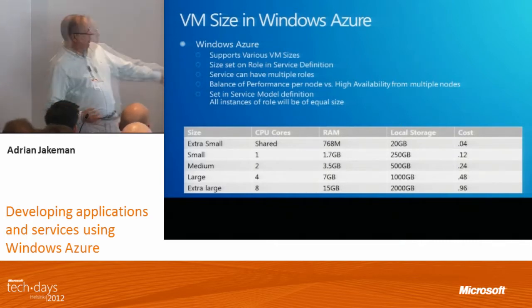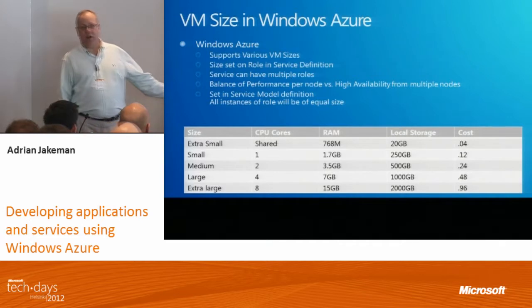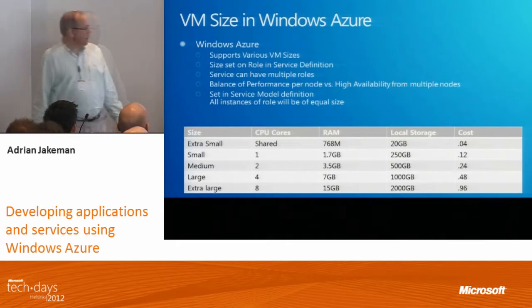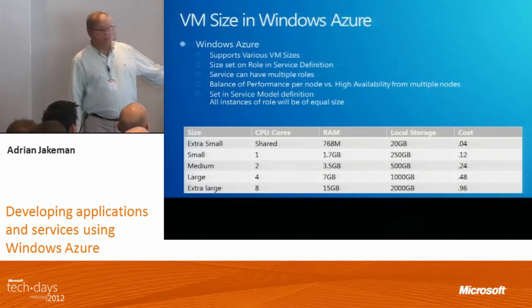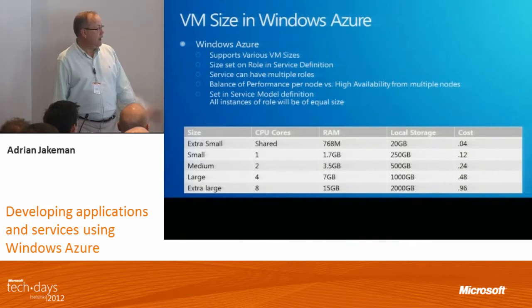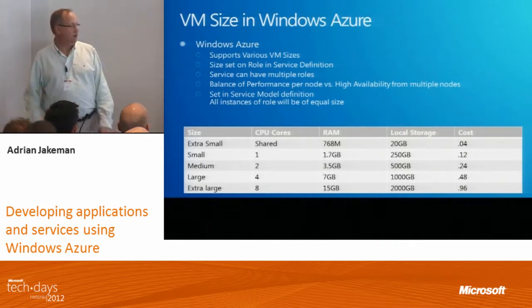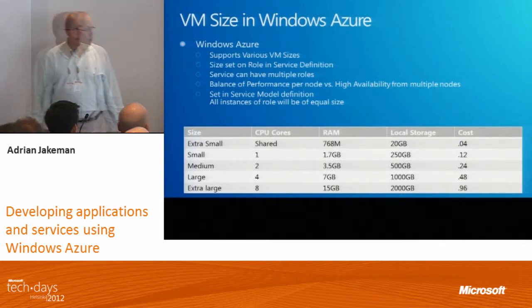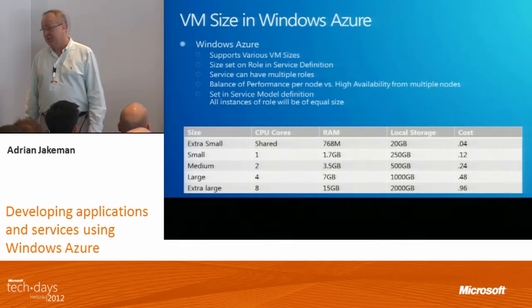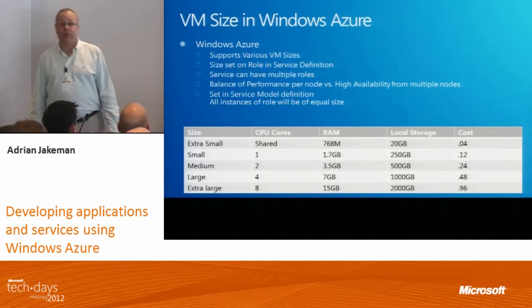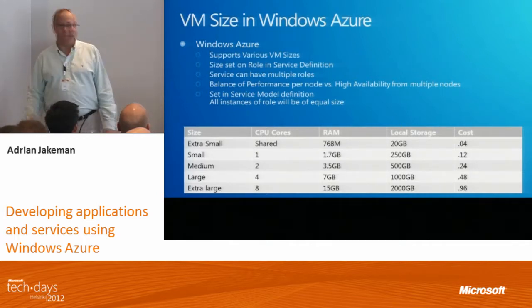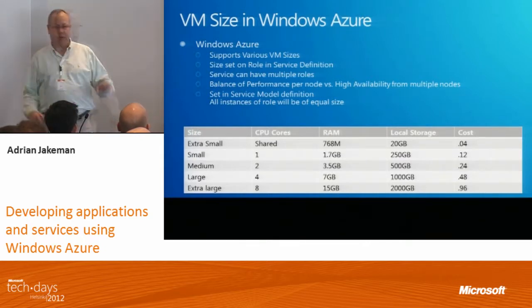Different sizes of virtual machine, from extra small all the way through to extra large, have different numbers of CPU cores. A small virtual machine, for example, has one core. It has 1.7 gig of RAM, roughly. It has 250 gigabytes of local filing system resource. And it costs 12 cents per hour to run. That's dollar cents, not euro cents, not pound pennies. Yeah, that is 12 cents per hour. I have no clue how that equates to euros. Those seem to go up and down quite a lot at the moment.